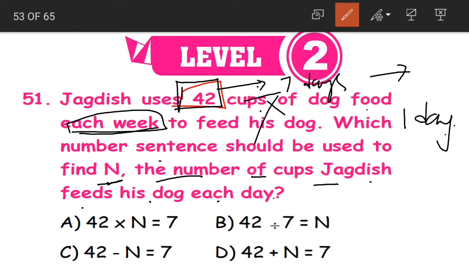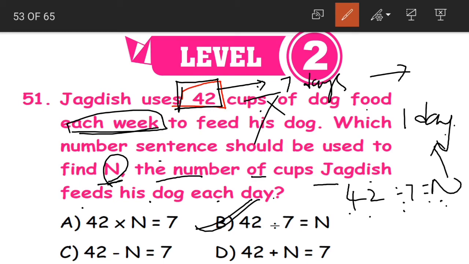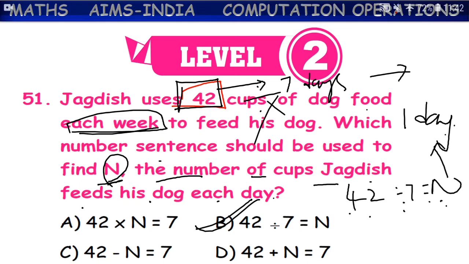No, what should we do? We should divide. 42 divided by 7 is equal to what? N here. N means what? N means the number of cups that Jagadish uses to feed his dog in a day. So what should be our statement? 42 divided by 7 is equal to 1. That is option B. Clear, children?